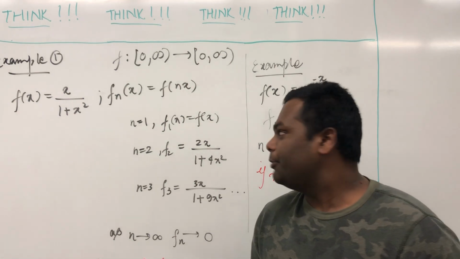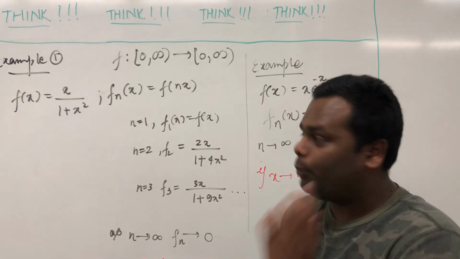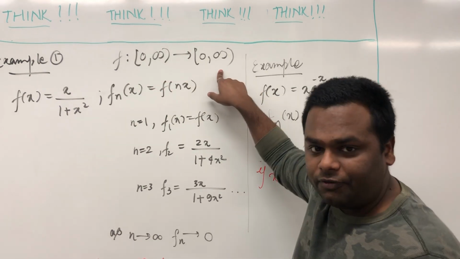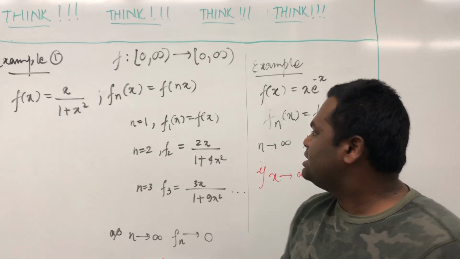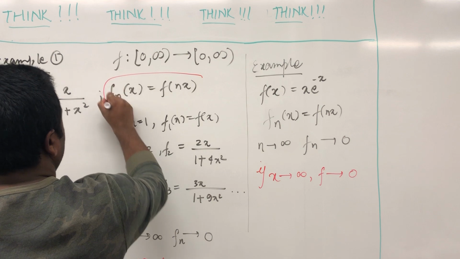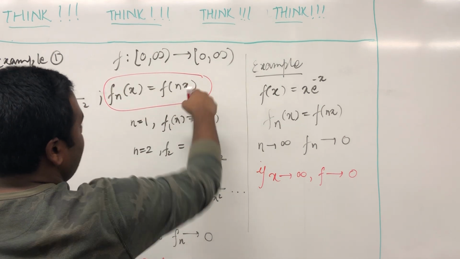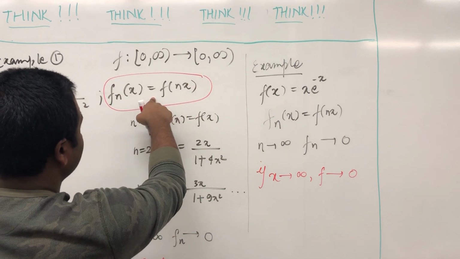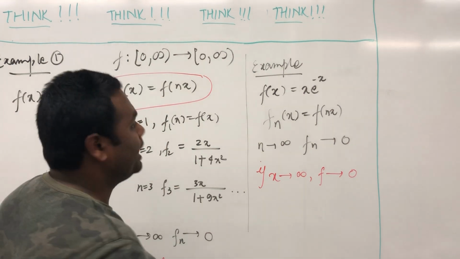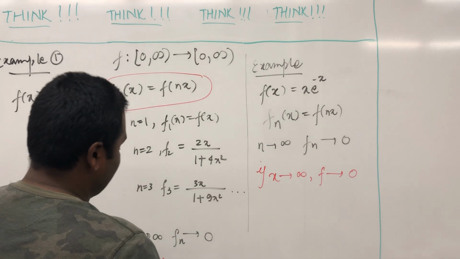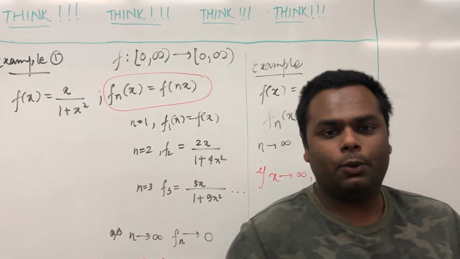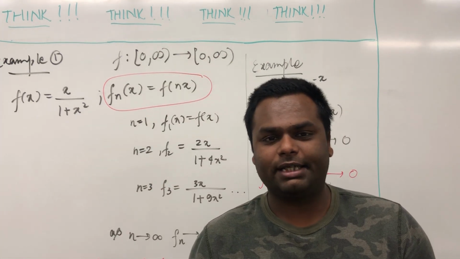in our next video. So what we have till now, we have a continuous function from 0 to infinity to 0 to infinity, and the sequence which is defined in this manner. Make sure this is very important. The sequence defined in this manner goes to 0 as n goes to infinity. Okay? So we have to prove that f goes to 0 as x goes to infinity. We'll see this proof in our next video.